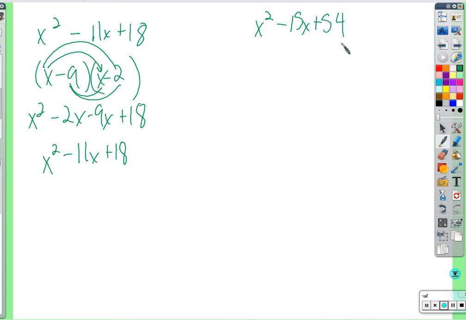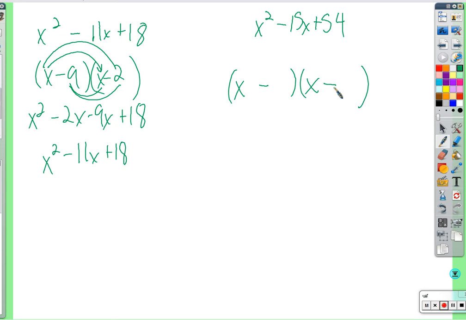Plus 50. All right. This is a lot like this one, because multiplying and getting a positive number and adding and getting a negative number. You think about it, you know those two numbers have to be negative, right? You're going to multiply to make a positive, positive 54, and add to make a negative. The only way to multiply to make a positive is positive times positive or negative times negative, and if they're going to add to make a negative, then they both got to be negative. Okay? So what two numbers do this? What are the factors of 54?